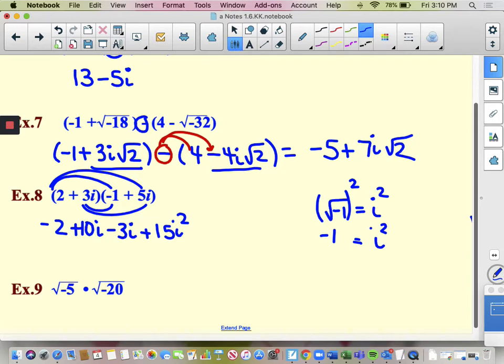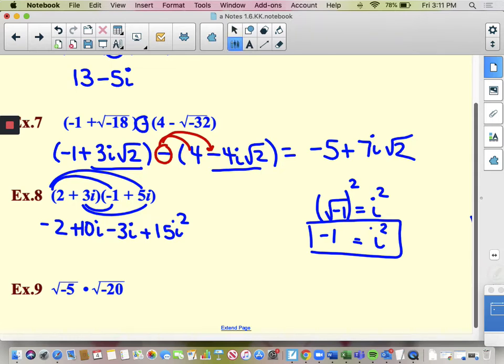And maybe you recalled that, right? But this highlight is super important. So if i squared is really -1, then this is really -15, right?